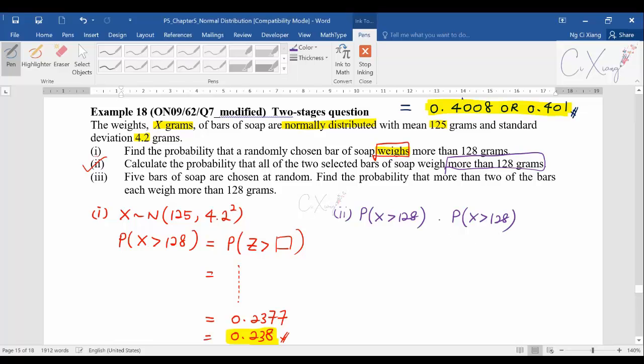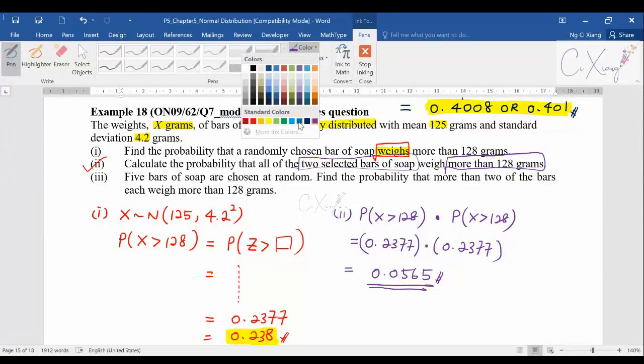So one question here: should I multiply or should I add? Here they said 2 bar soaps, so 2 bar soaps is one complete set. To make the set complete, you have to multiply. So you should have 0.2377, using the original value from the normal table, multiplied with 0.2377, and you should be able to get 0.0565 if you change it to 3 significant figures. So this one, nothing special. It is just a very normal type of probability.